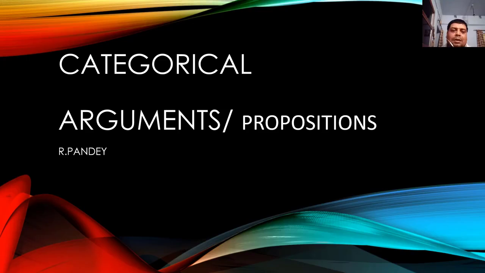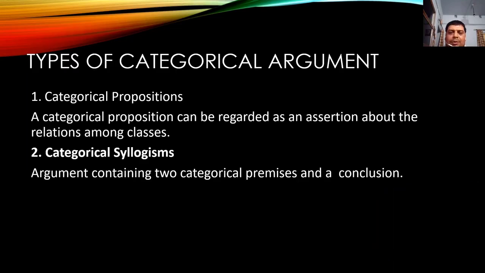Hello everyone. Today we are going to continue the topic of argument, and today I am going to discuss categorical arguments and propositions. So what are the types of categorical arguments? The first one is categorical propositions and the second one is categorical syllogism. Categorical arguments represent concepts, classes, and divisions. First, categorical propositions.